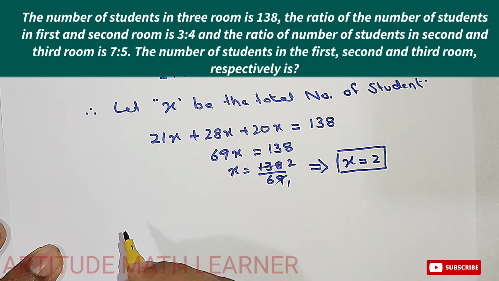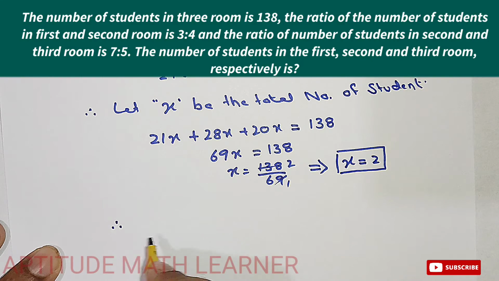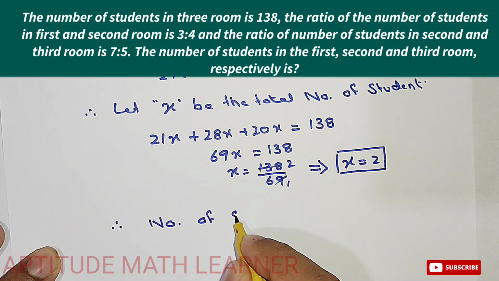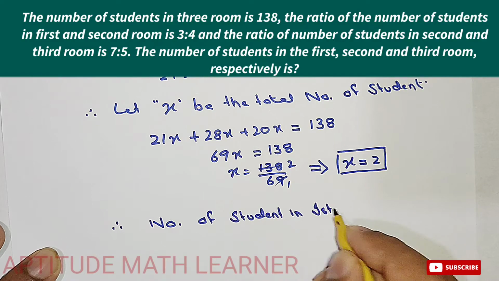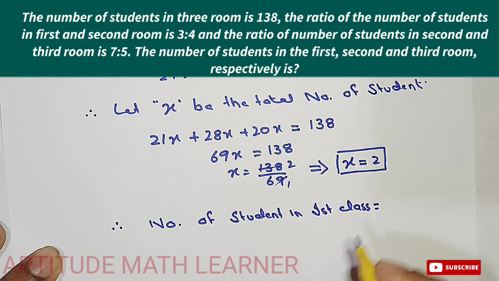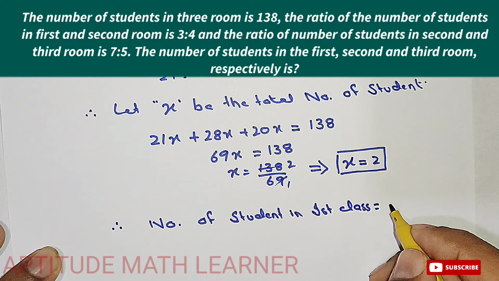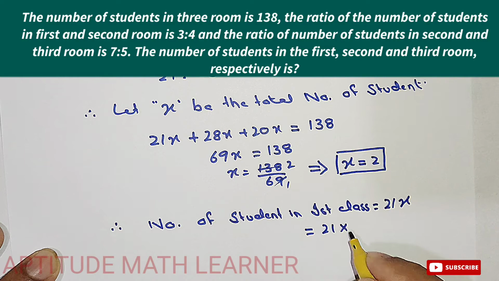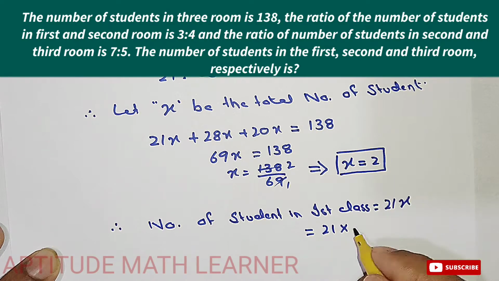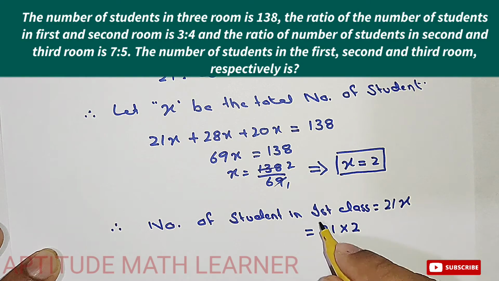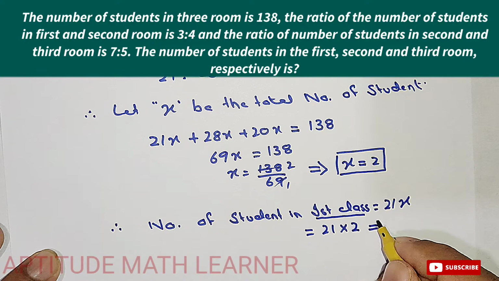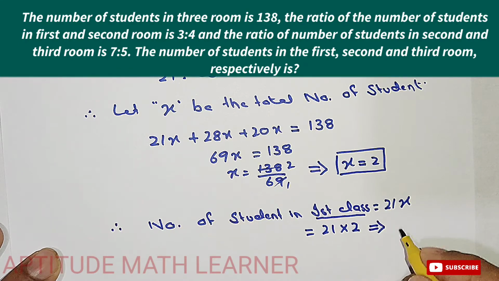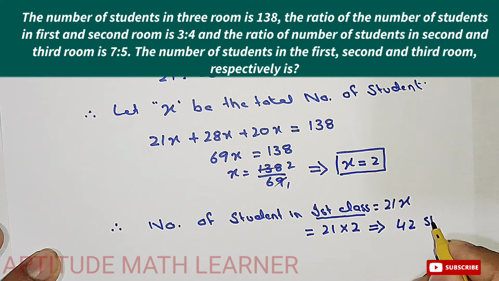So therefore, the number of students in the first room is, in the ratio we have just found, 21x. So this is 21 multiplied by x, and the value of x that we have is 2. So here we get the answer for the number of students in the first class, that is 42 students.